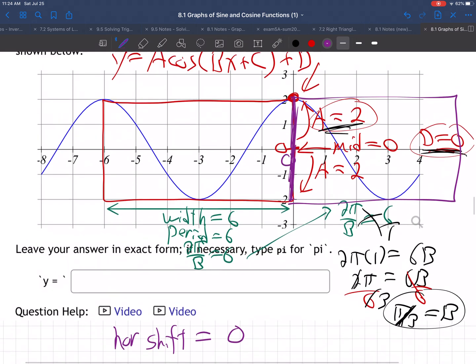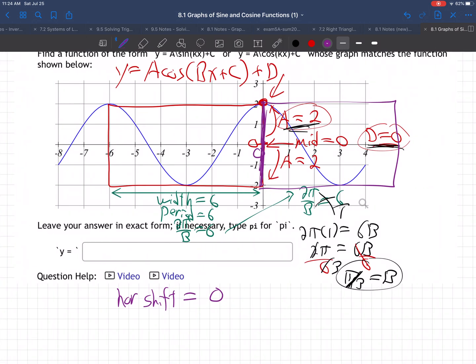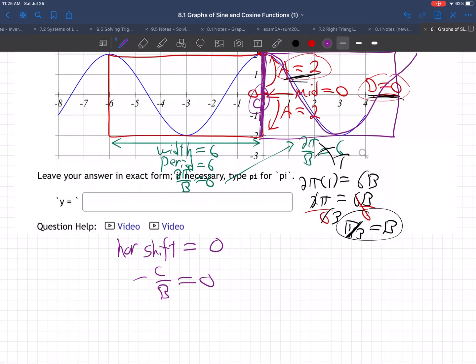Our graph has not been shifted sideways at all. It's lined up right at 0. It begins every cycle. See, another U-shaped graph is beginning right here, right at 0. So our cycle begins right at 0. It's not been shifted sideways at all. Horizontal shift, -c over b is 0. Solve that equation for C. I don't even need to plug in b. I could. We know b is pi over 3, but who cares? B is just going to go away. 0 times b is just 0. And so C is just 0.